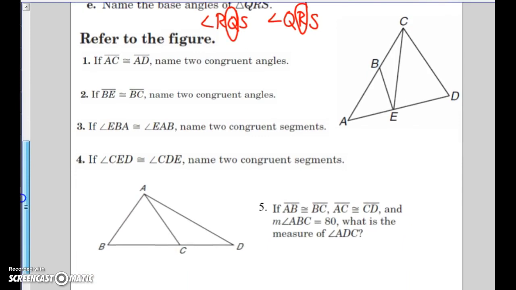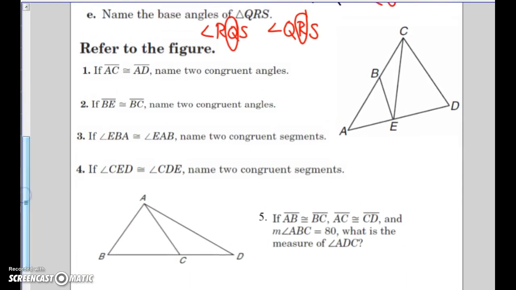Alright, now here's your challenge. I want to give you a couple of minutes to look at number 1 and number 2. It says that segment AC is congruent to segment AD, right? Yes. So what two angles are congruent? Angle C and angle D.